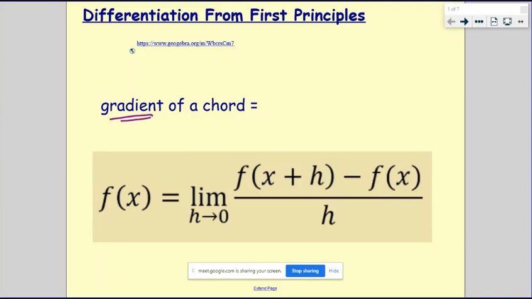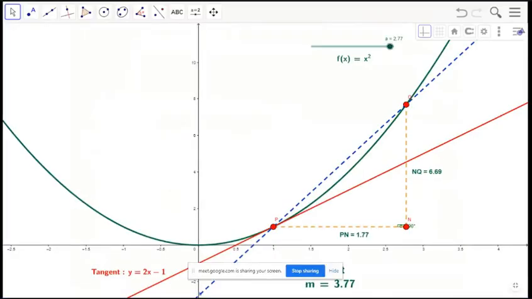is first of all find the gradient of a chord, by which I mean the line between 2 points, and the gradient of that. So we're going to take the change in y, the height, divided by the change in x. And that gives rise to this formula, but we're going to come back to that in a moment. First of all, let's just see what is happening visually.